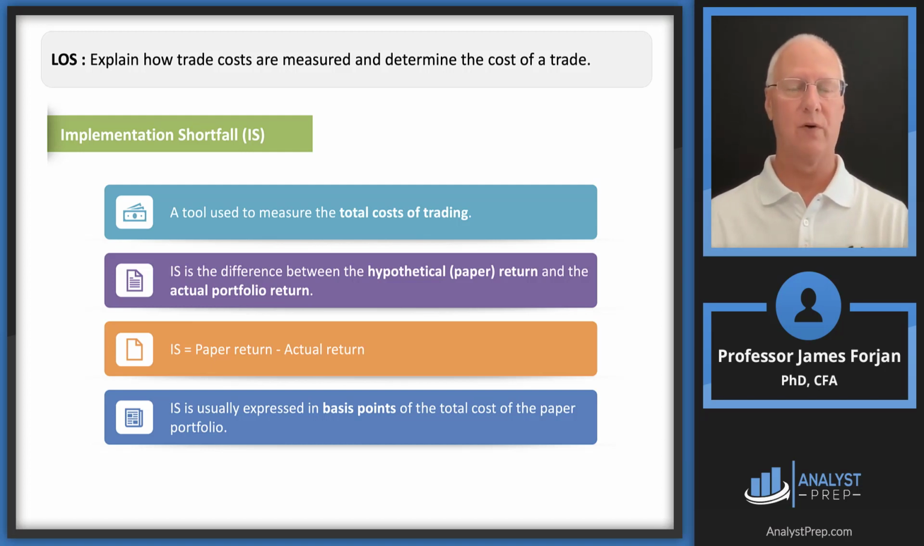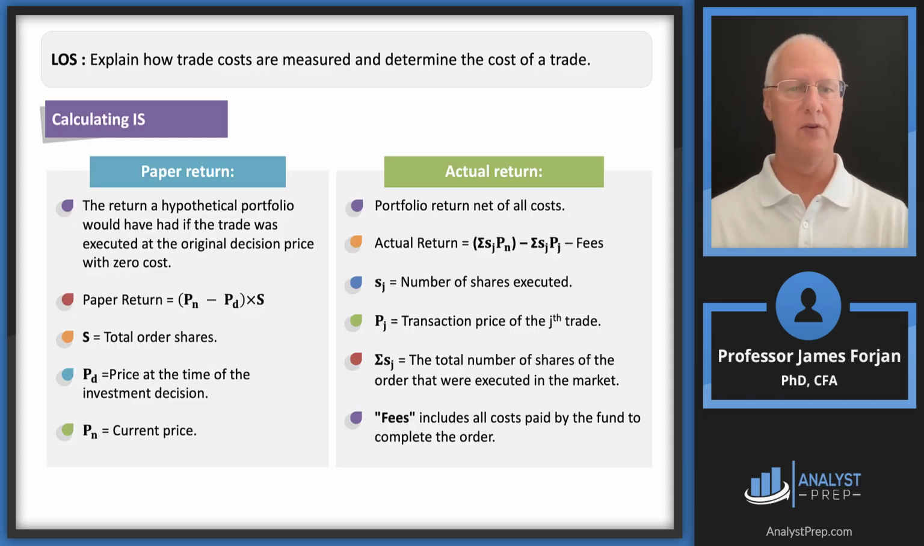Now, implementation shortfall: this is a super easy equation here, at least on this page. It'll get a little bit more complex in a few minutes. It's really just the hypothetical return, which the reading calls a paper return, minus the actual return. It's sometimes expressed in basis points, and I'll show you how to do that here in just a minute.